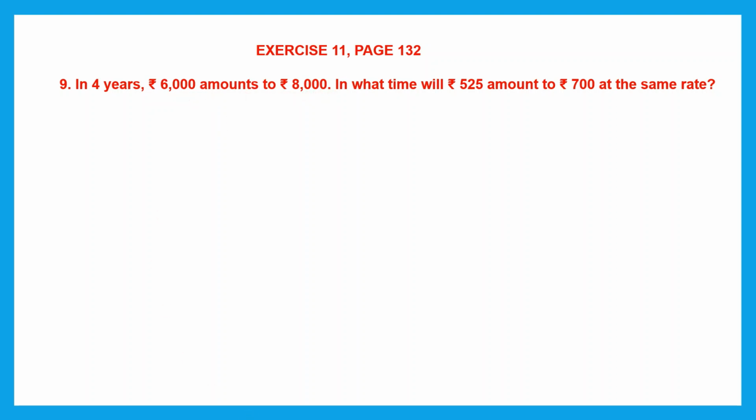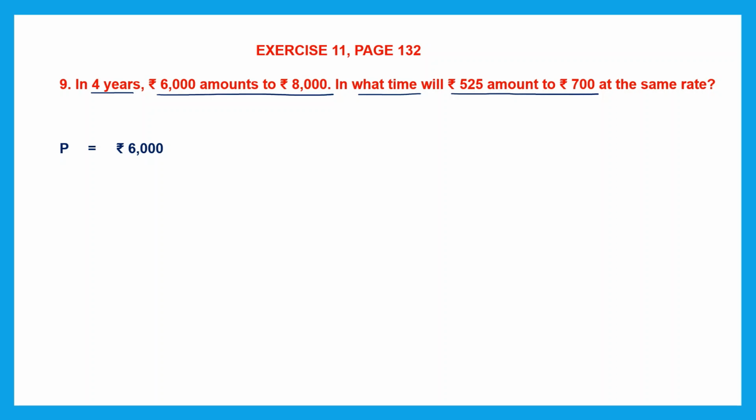So here we have the first part where 6,000 rupees has amounted to 8,000 rupees, and then we have 525 rupees which has amounted to 700 rupees. Now the question is what time for the second part. For the first part the time is already given. For the second part what time is asked. Okay, so let's write what is given.